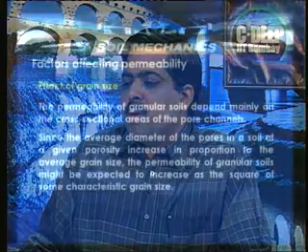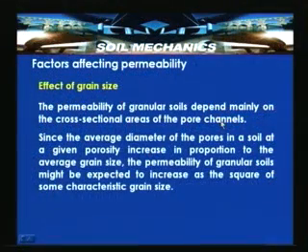So, in factors affecting permeability, we are discussing the effect of grain size. The permeability of granular soils depends mainly on the cross sectional area of the pore channels. Since the average diameter of the pores in a soil at a given porosity increases in proportion to the average grain size, the permeability of granular soils might be expected to increase as the square of the characteristic grain size. That is why Taylor, 1948, used K proportional to D square, the Taylor's equation we discussed earlier.